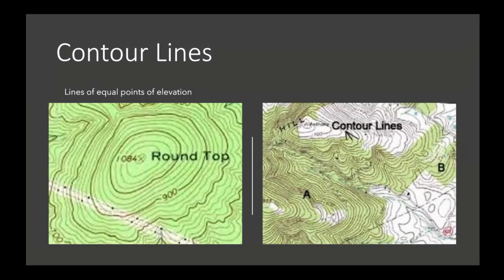So the biggest thing that makes topographic maps different from other regular maps is those contour lines. These are lines that show equal points of elevation, and they show the shape and elevation of the terrain. That's what makes contour lines such a special aspect of topographic maps. As you can see in these pictures, they're the squiggly lines all around those maps.